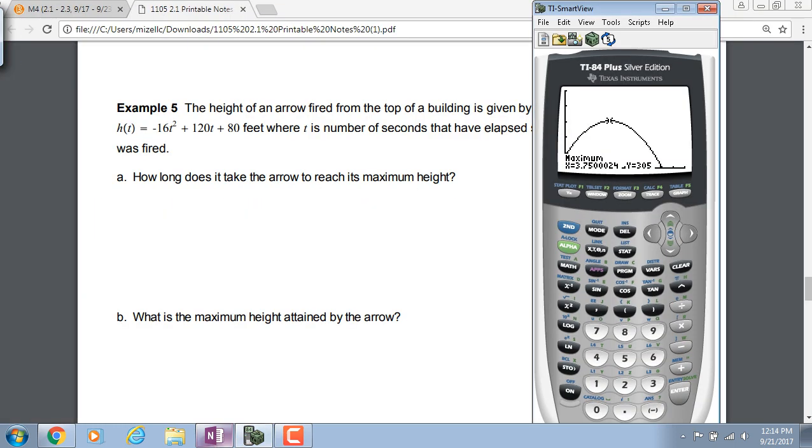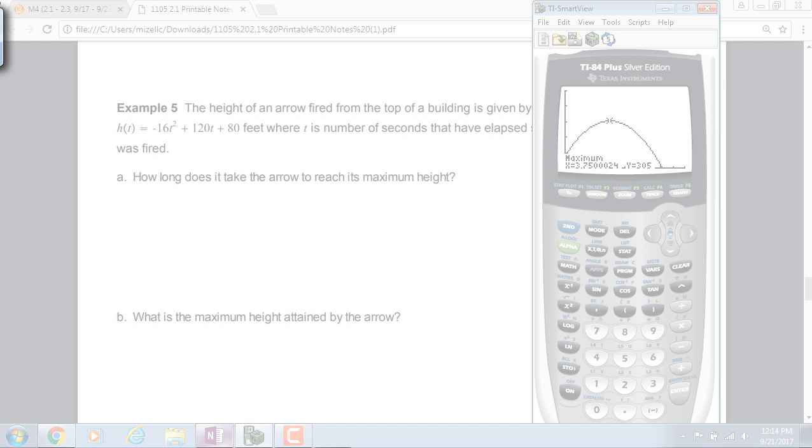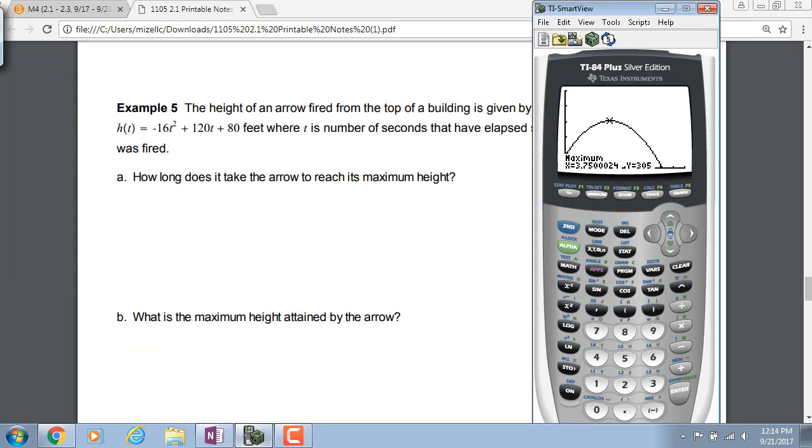What is the maximum height of the arrow? Is that the next question? Can we do that in less than a minute? What is the maximum height of the arrow? Can you see the small print? 305 feet.